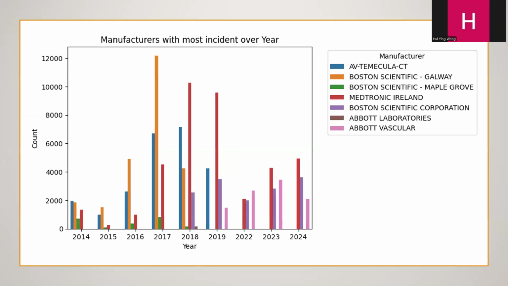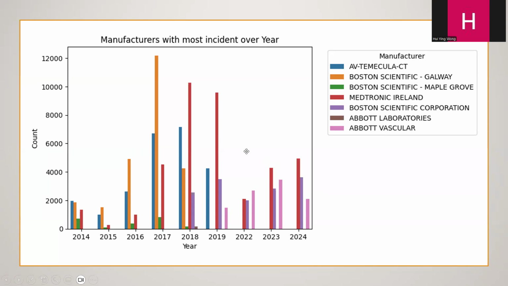Then moving on to this chart, it shows which manufacturers had the highest number of incidents over the year. From 2014 to 2017, you can see the orange line, Boston Scientific Galway, showing an increasing trend in incident reports. However, from 2018 onwards, it's not in the top 5 list anymore.